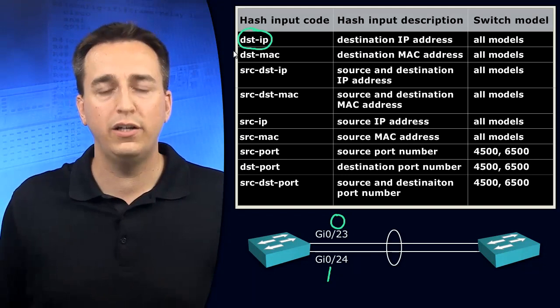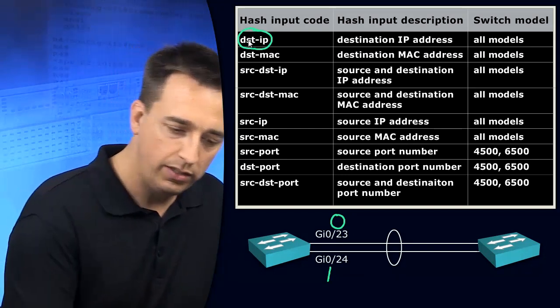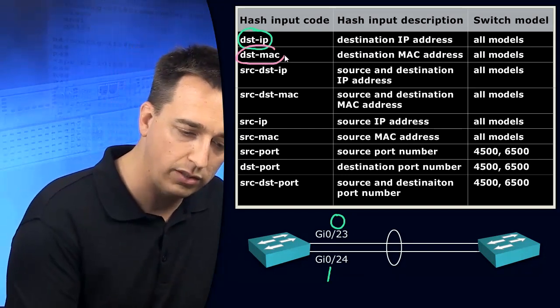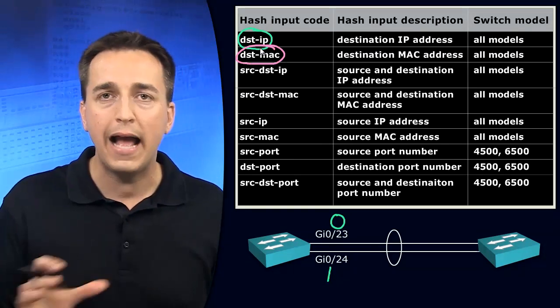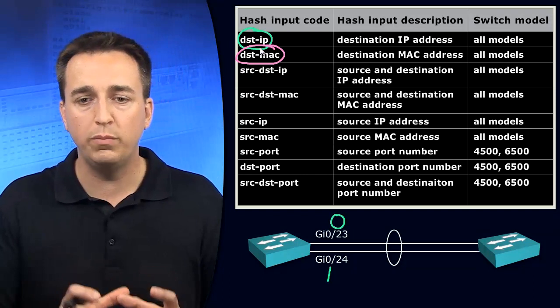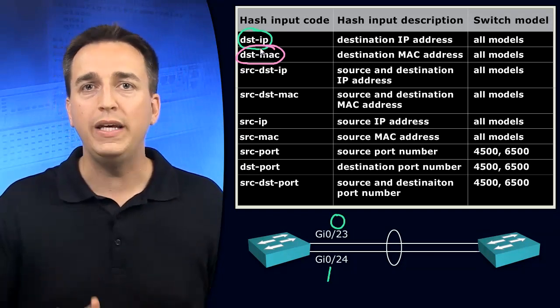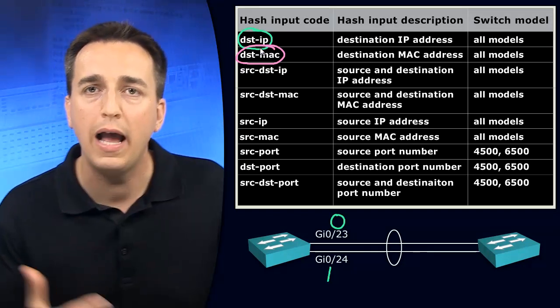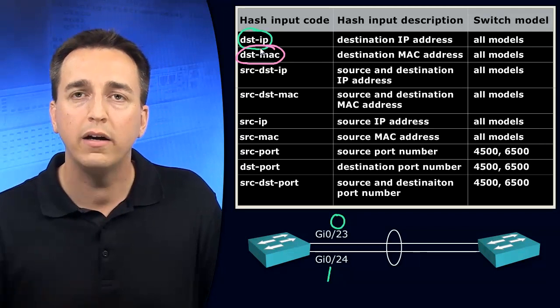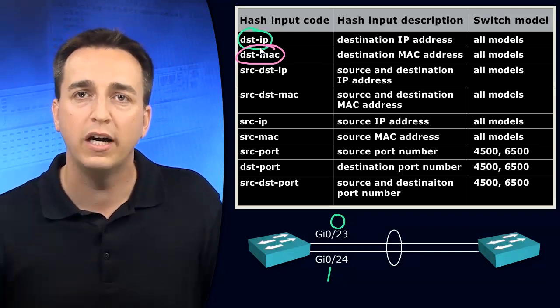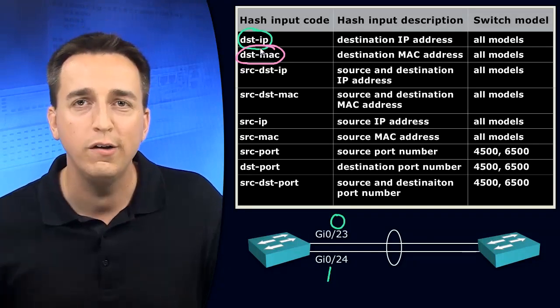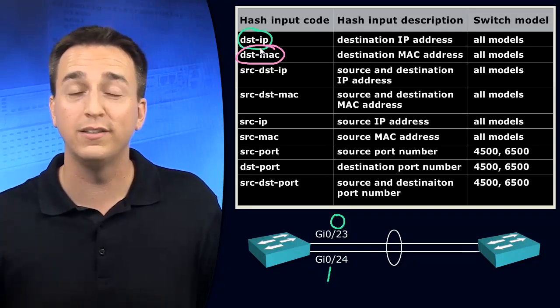Same thing with the destination MAC. If it's based on destination MAC address, your hash input code that's being used for the hashing algorithm, then the MAC address is going to be converted to binary. The very last binary value is going to be compared. If it's a 0, forward the frame over gigabit 0/23. If it's a 1, forward the frame over gigabit 0/24.